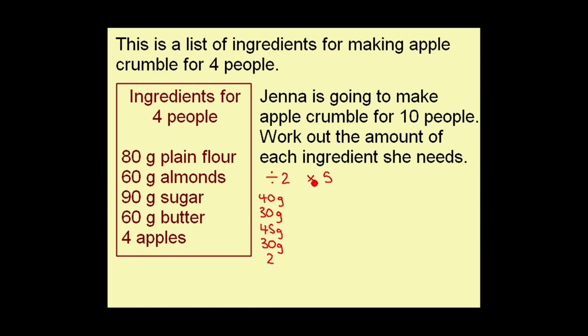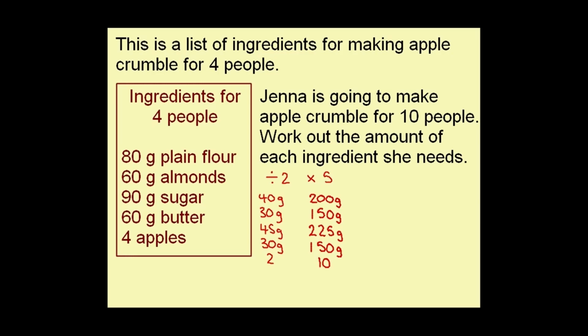Now I need to multiply all of these by 5. So 40 times 5 is 200. 30 times 5 is 150. 45 times 5 is 225. 30 times 5 is 150. And 2 times 5 is 10.